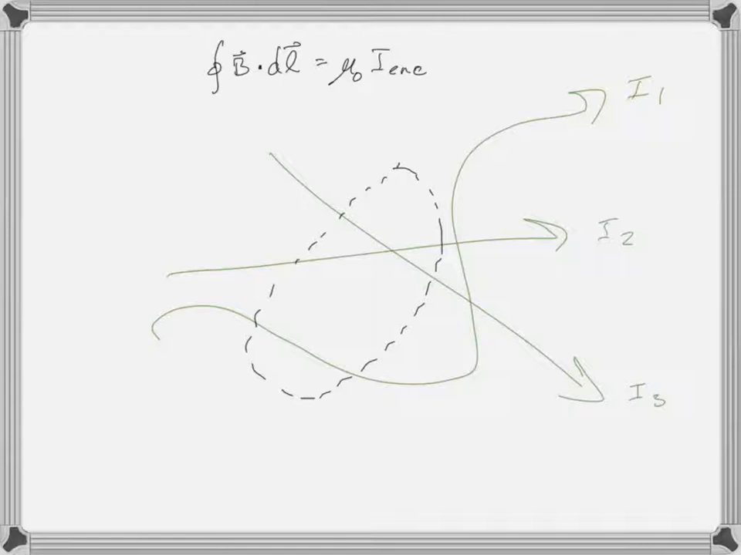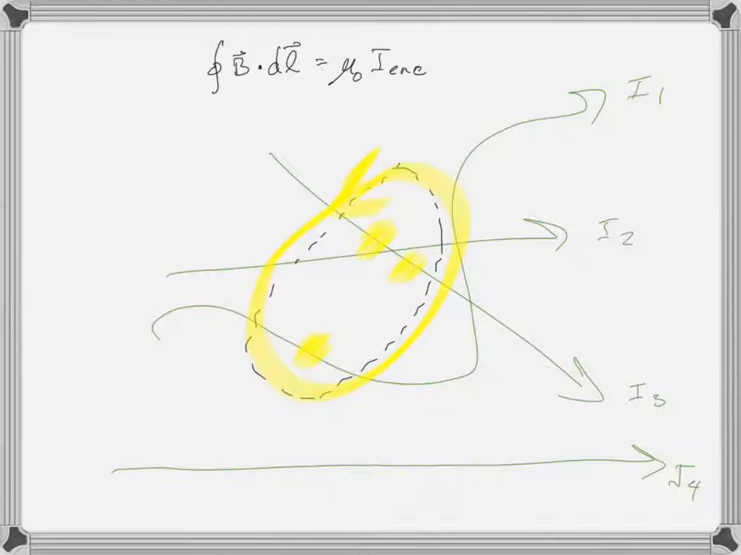It doesn't matter. What we're saying is that if we integrate the magnetic field around this imaginary loop, the magnetic field is only due to the currents that pass through the loop. Let's just assume all 3 pass through the loop. If there's another current out here that doesn't pass through the loop, it does not contribute to the magnetic field about that loop.